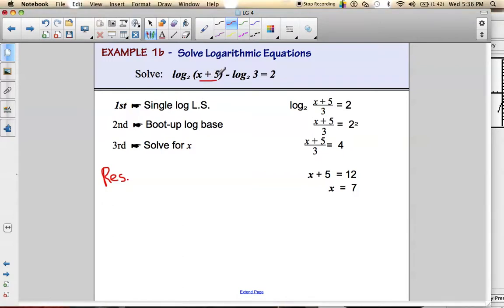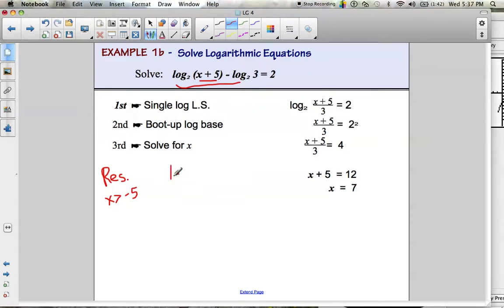Just take the opposite of plus 5. So x has got to be greater than -5. Okay, so let's keep that in the back of our mind. And now we're going to go do some solving. So we got to make these two logs into a single log.